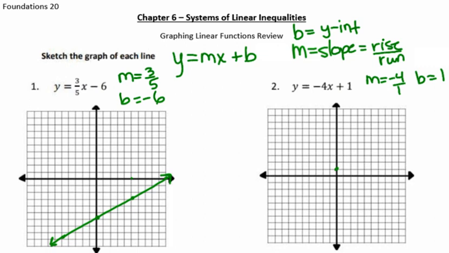Down 4, 1, 2, 3, 4, and to the right 1. And then I can go 1 to the left and up 4 to go backwards, and connect. With a straight edge again, yours will be much neater than mine.